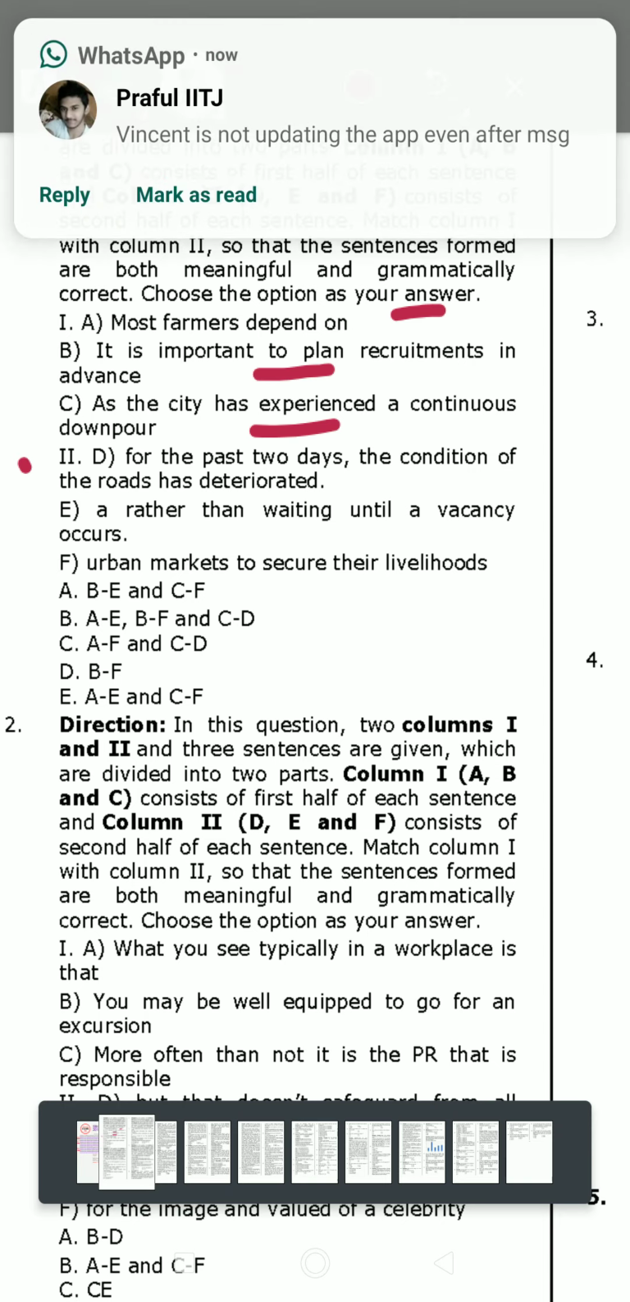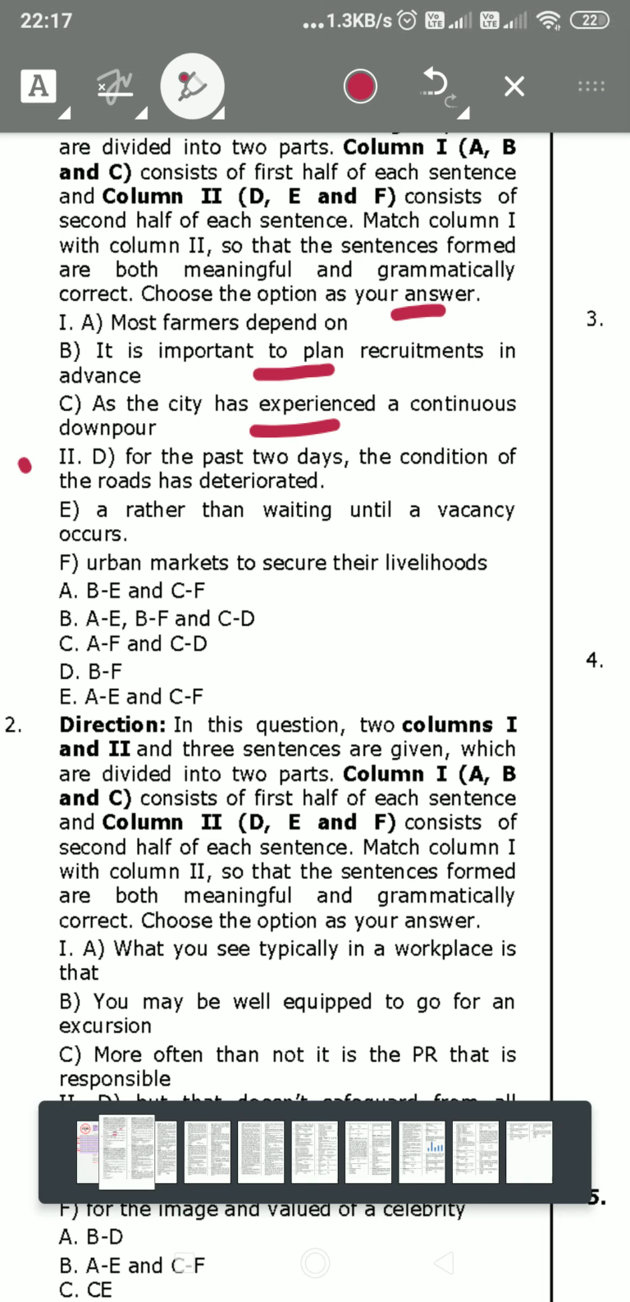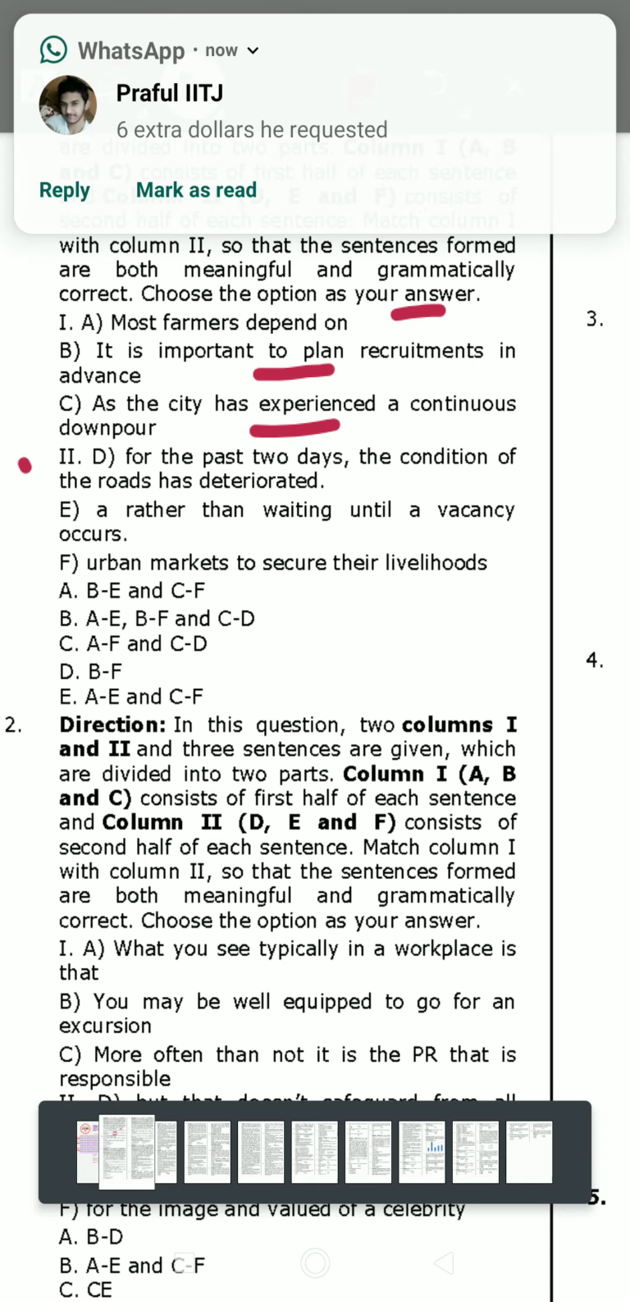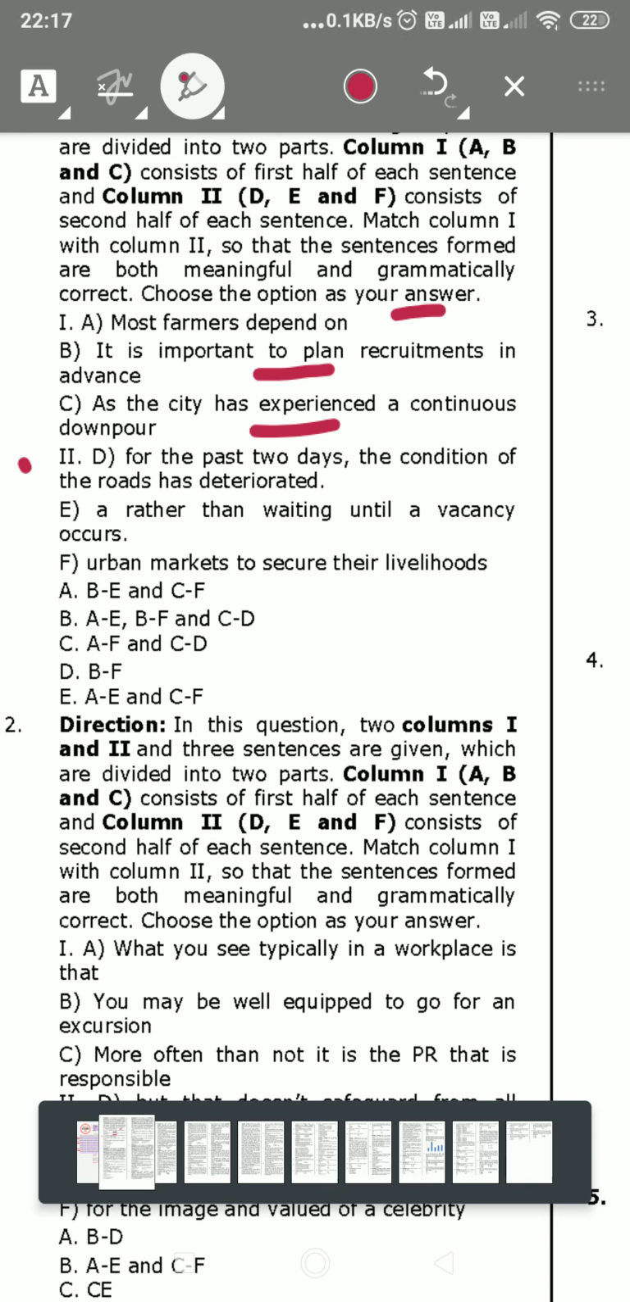Let's take C. As the city has experienced a continuous downpour, the past 2 days the condition of the roads has deteriorated. So this C is D. So A, F and C, D. This is the correct answer. Okay, so these type of questions were given for the first 4 questions. All right, so I hope you got this. Now let me get back.